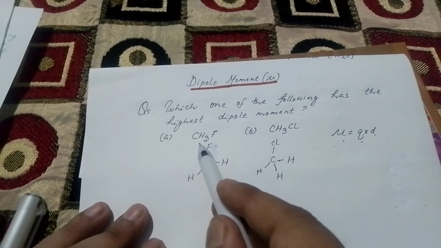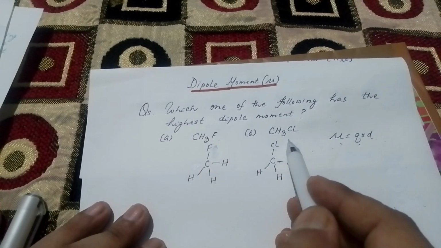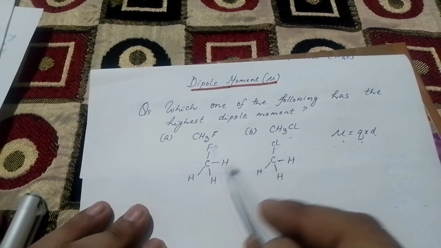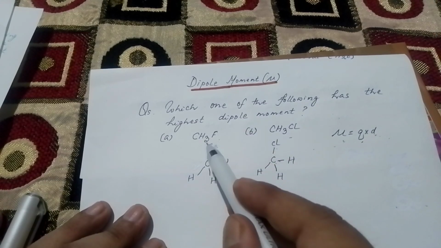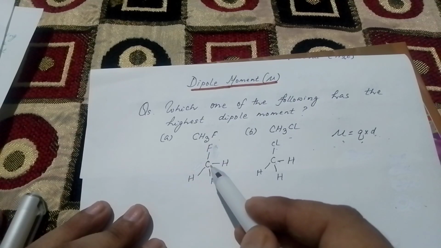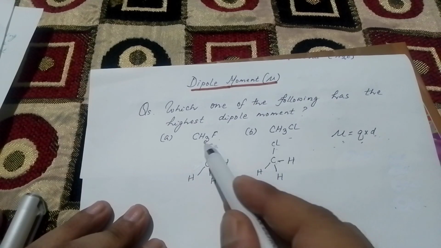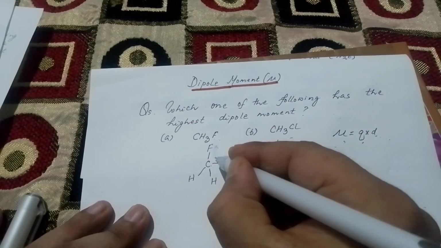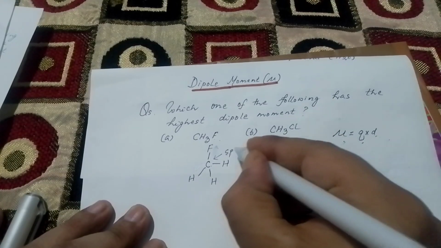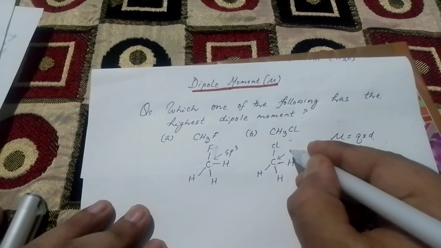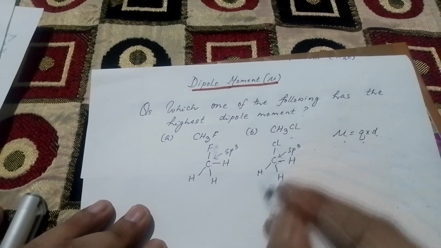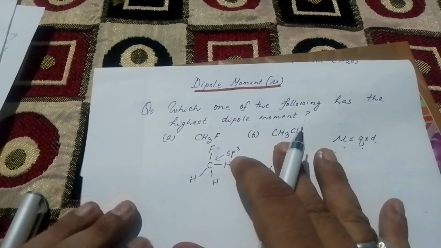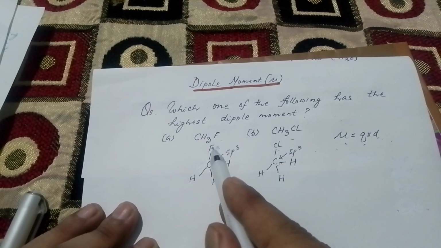Now today they have given two options, methyl fluoride and methyl chloride. We are going to compare who has the highest dipole moment and why. See here, in both methyl fluoride and methyl chloride, carbon is tetrahedral, sp3 hybridized. In both cases it is sp3 hybridized. sp3 means the bond angle is 109.5 degrees.